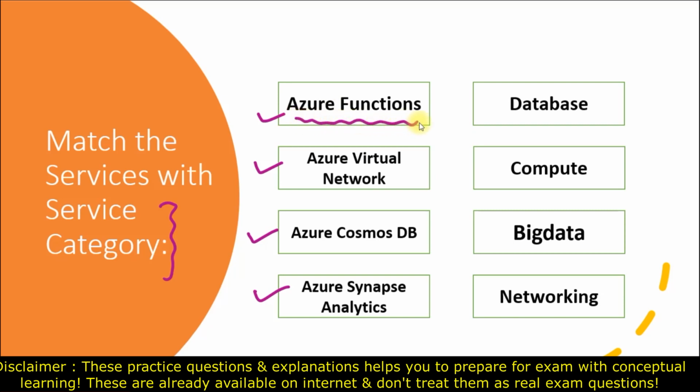First is Azure Function. As it is a serverless computing service, it belongs to compute. Next, we have Azure Virtual Network. This is for logically separating our infrastructure, so it belongs to networking. Cosmos DB, that is the Cosmos database, so it belongs to database services. And in the last, we have Azure Synapse Analytics. This is the service which belongs to big data, as only one option is left here.